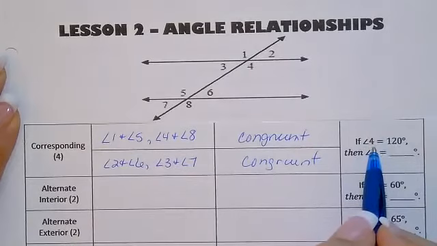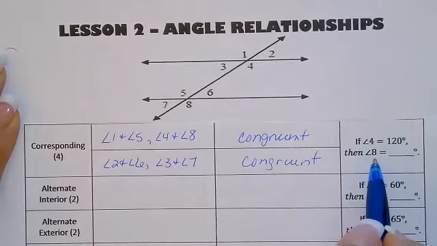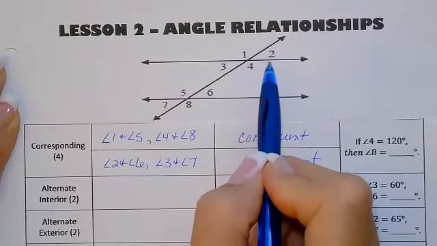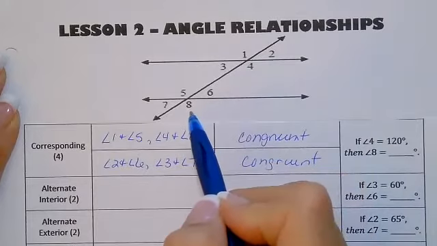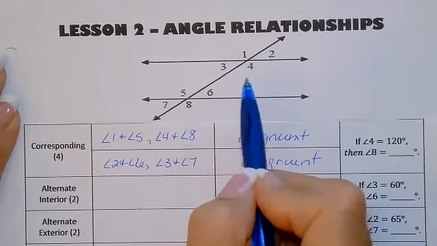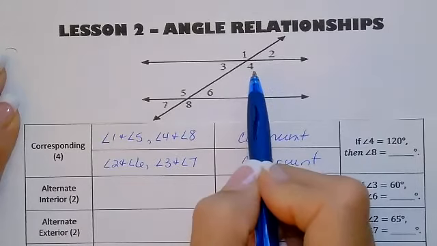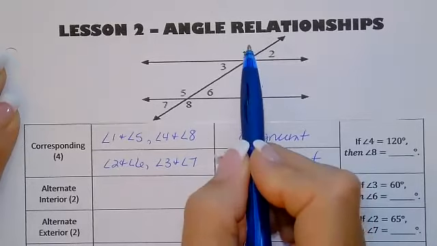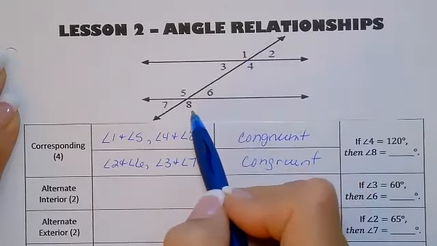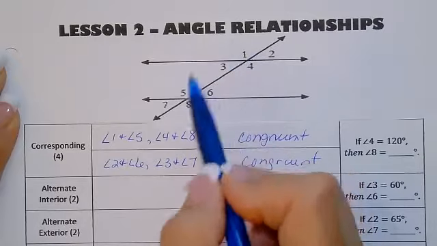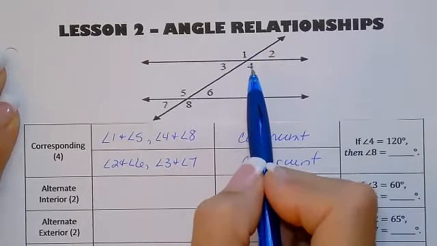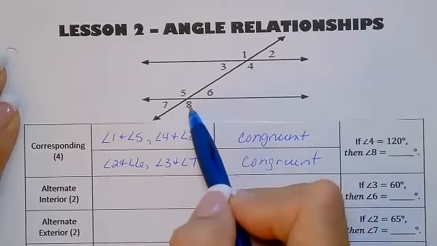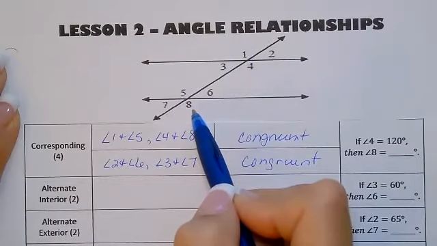So if angle 4 is 120 degrees, then angle 8 equals what? So angle 4 right here, 120 degrees. What would 8 be? Well, if this angle is 120 and it's obtuse, that means that every single obtuse angle in this diagram is 120 degrees. So if angle 4 is 120 degrees, then angle 8 is 120 degrees.